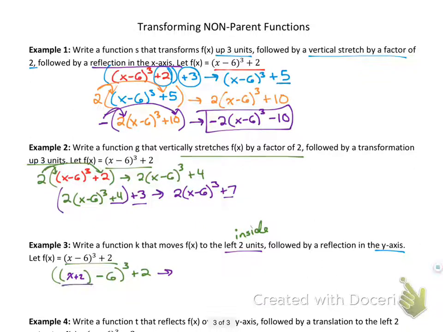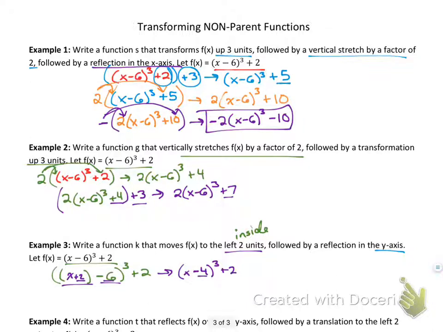Because this and this are inside, we're going to put those things together, and we're going to get x minus 4 cubed plus 2, because 2 minus 6 is negative 4. Followed by a reflection on the y-axis.